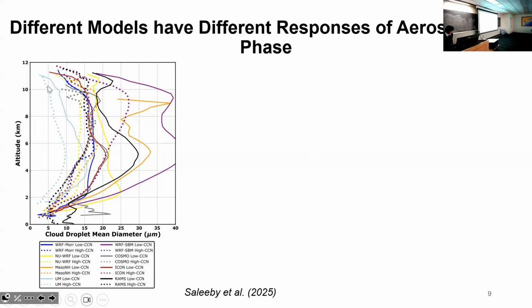The figure shows the vertical distribution of cloud droplet mean diameter in micrometers. The solid line represents the simulation with a low CCN environment. The dotted line represents the simulation with a high CCN environment. Basically, as you can see, in the high CCN environment you see a smaller droplet diameter, but there is large variability between the models in the microphysics.